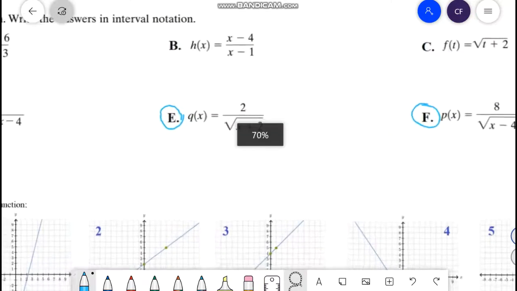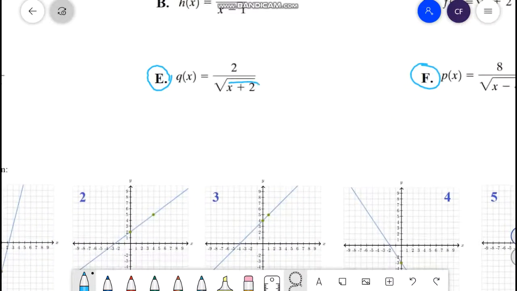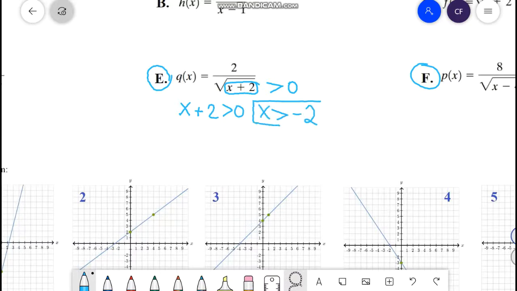That means this value here needs to be positive and cannot be equal to 0. It needs to be different from 0. This needs to be positive and not equal to 0. So x plus 2 greater than 0, x greater than negative 2. And then you find the domain. Okay?